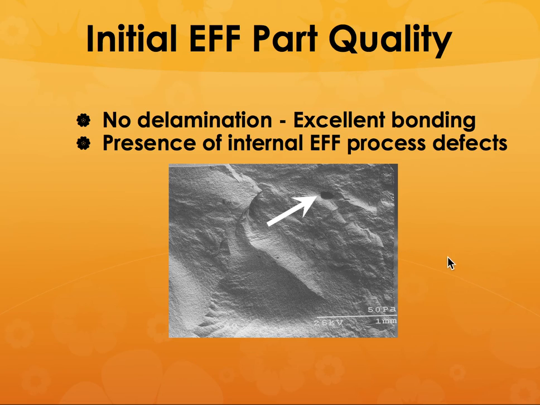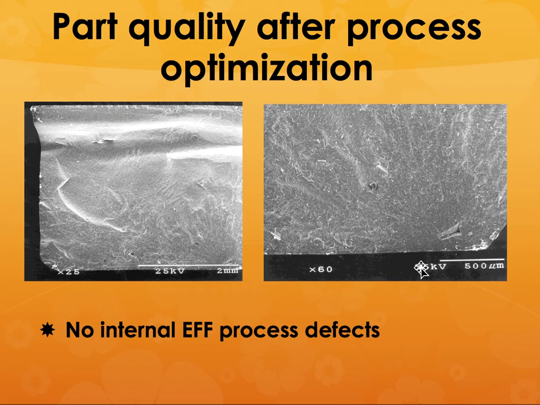What we also found is that when you make these parts, if you cut the part, you can see that there are some internal process defects, but there is no delamination between the different layers. After optimizing, we were able to completely eliminate any kind of processing defects inside this part. Of course, this is a brittle ceramic, so you are going to find a ceramic type of failure when you break these samples. So that's about what I have in this part of the lecture, and I will continue with the next lecture later.